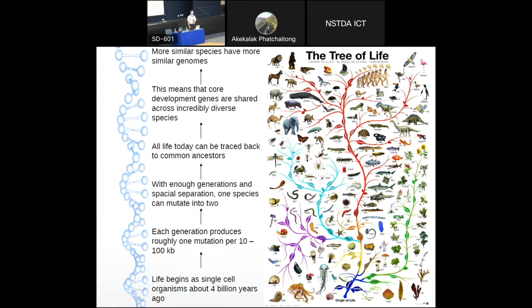And this means that the core developmental genes are shared across incredibly diverse species. And the more similar the species is, the more similar a genome it has. And this is important when we come back to reference-based assembly.